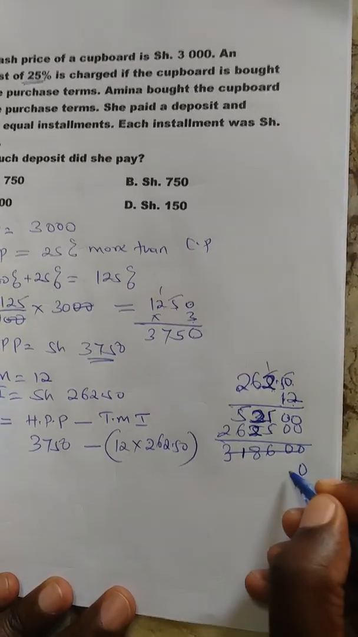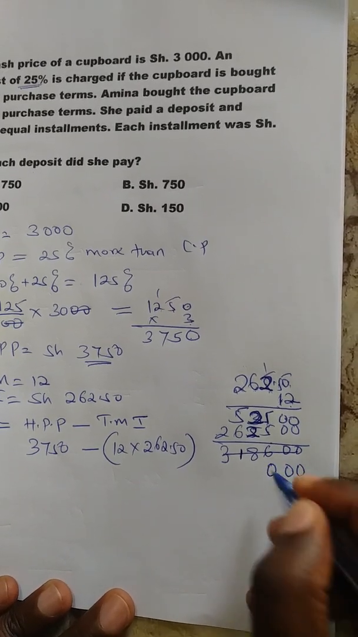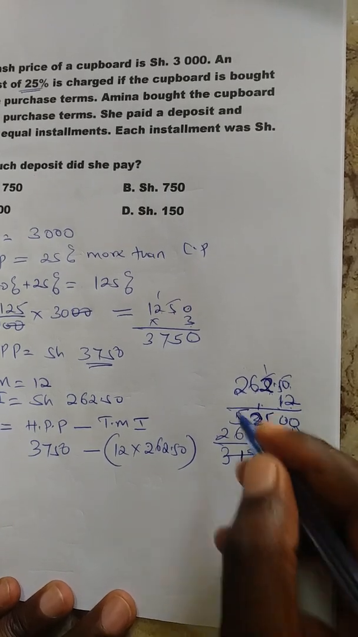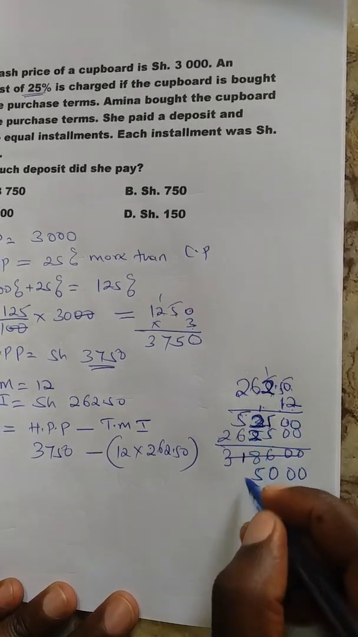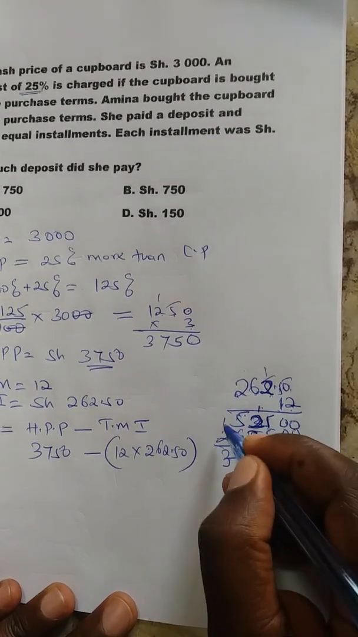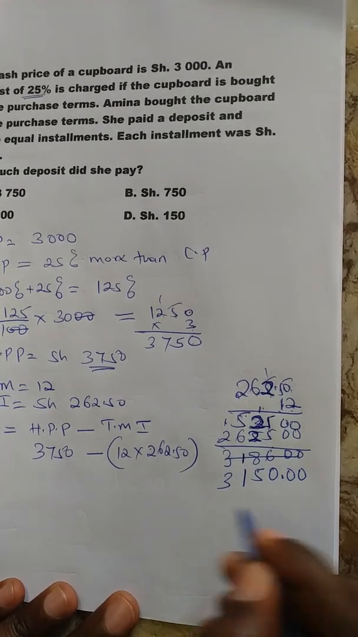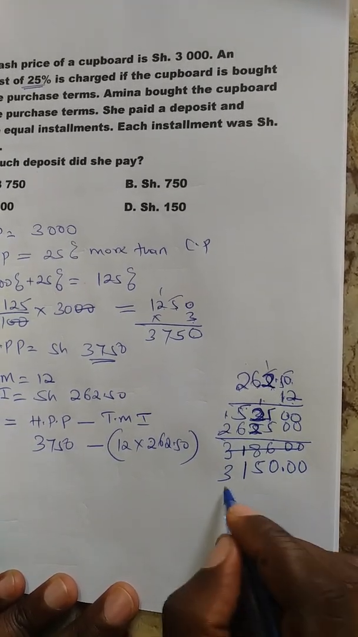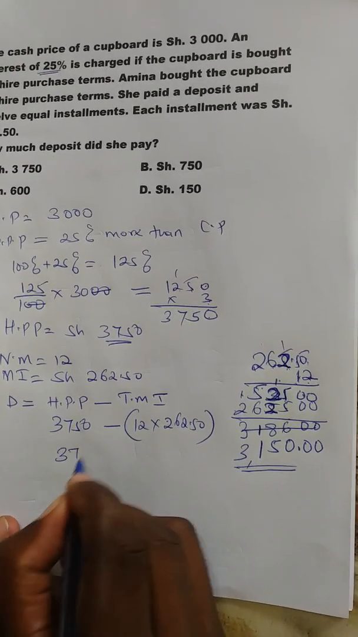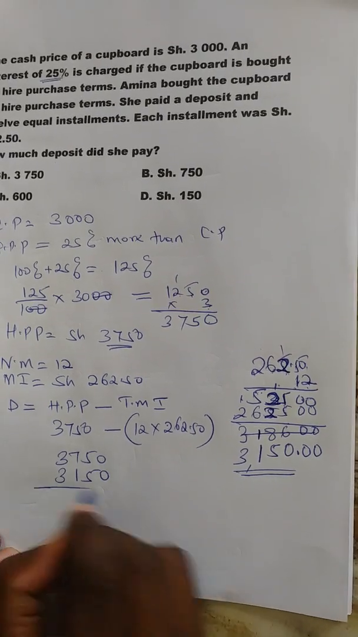We get 0, 0. 5 plus 5, 10. You write 0, carry 1. 1 plus 2 plus 2, you get 5. 5 plus 6, 11, you write 1, carry 1. 1 plus 2, 3. So how many decimal places? 2. So our total monthly installments is shillings 3,150. So it will be 3,750 minus 3,150.